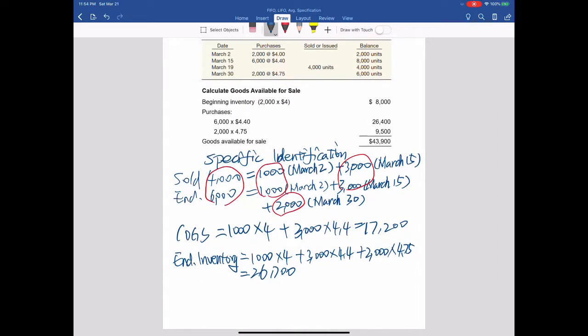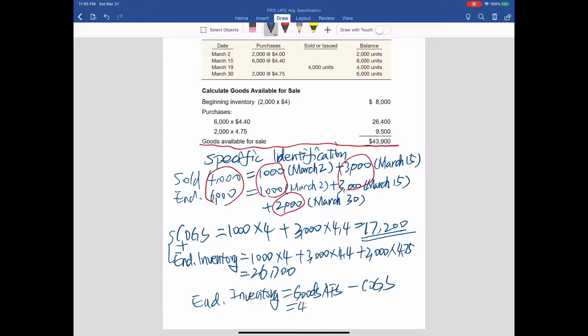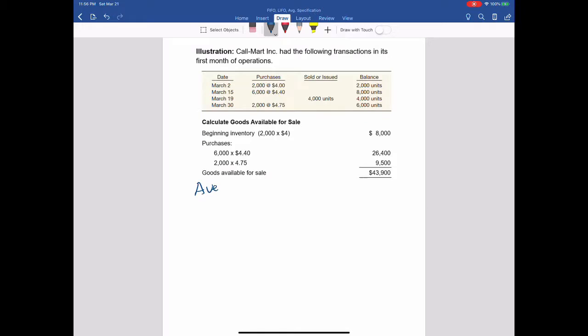Okay, and because we know the sum of both equals the goods available for sale, if we calculate this one, ending inventory also equals the goods available for sale subtract cost of goods sold. It's 43,900 subtract 17,200, which is 26,700. The next one is average costs.